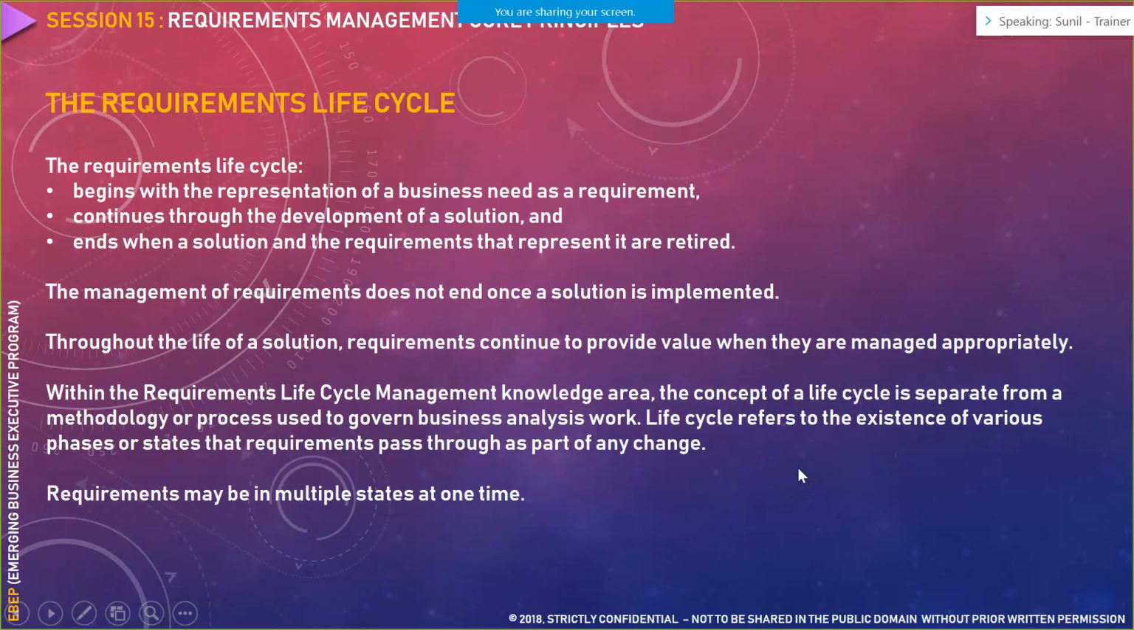Now, lifecycle refers to the existence of various phases or states that the requirement passes through as part of any changes. Like I said, requirements are: writing in progress, requirement gathering in progress, requirement designing in progress, requirement approval in progress, and requirement is approved. So these are some of the statuses or stages your requirements would go through, and eventually your requirements would be done. So your requirements would go through different phases or stages when it comes to requirement lifecycle management or managing your requirement.